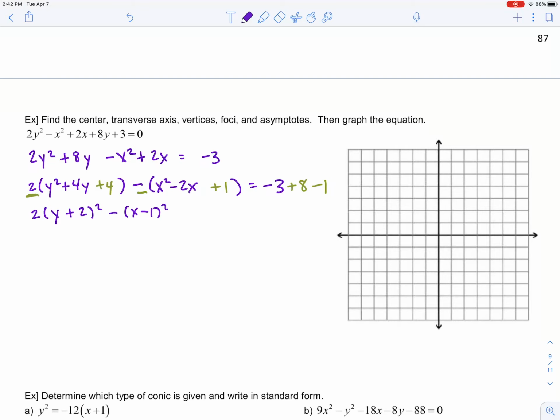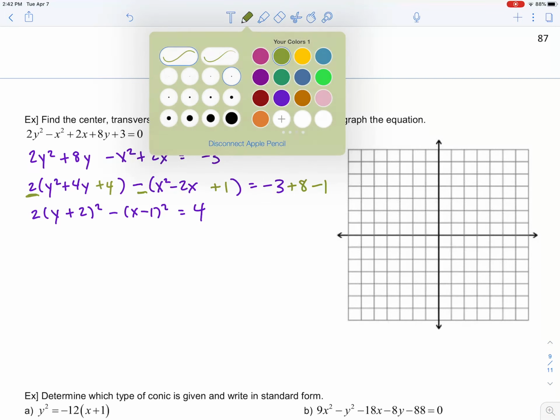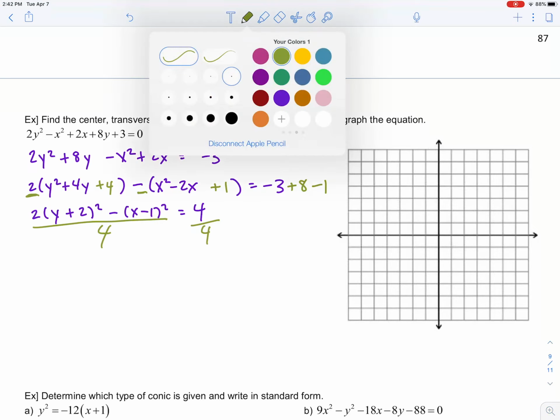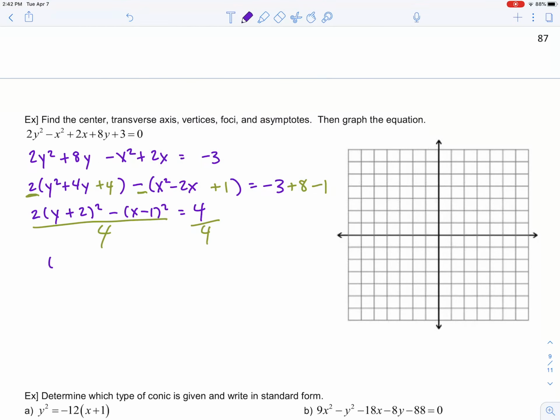So we completed the squares so that we'd be able to factor. So now I can factor these. They're both going to be perfect square trinomials. There we go. So now they're factored. Negative 3 plus 8 is 5, minus 1 is 4. So the last step to get this into standard form would be to get 1 on this side by dividing everything by 4.